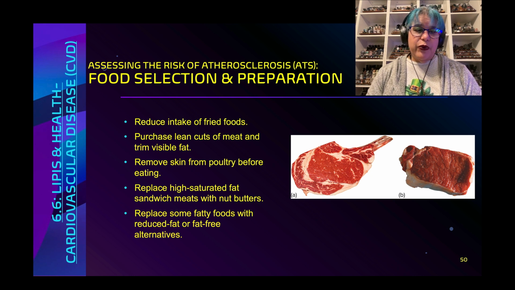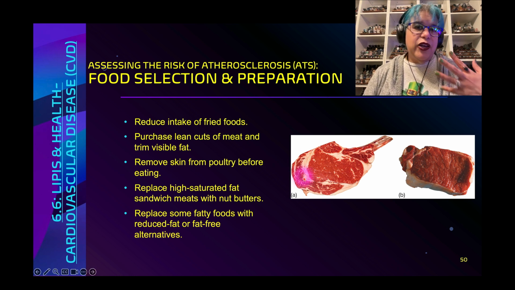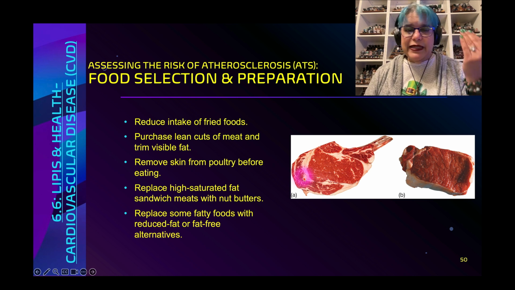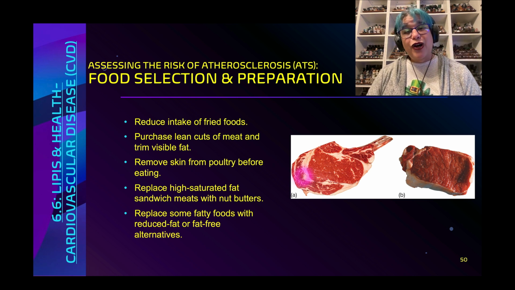Food selection and preparation. Reduce your intake of fried foods. Ultimately, you're frying it in a whole bunch of fat. It's good not to do that. Purchase lean cuts of meat and trim any visible fat that you can see. Over here, you can see this has a lot of marbling, and I know people say with beef, marbling is the thing, it adds to the flavor. But if we're talking about your health, probably not. If you look at this cut of beef here, you can see that it's all on the outside. There's not a lot of marbling inside, which means you can cut this off and make it a bit healthier.